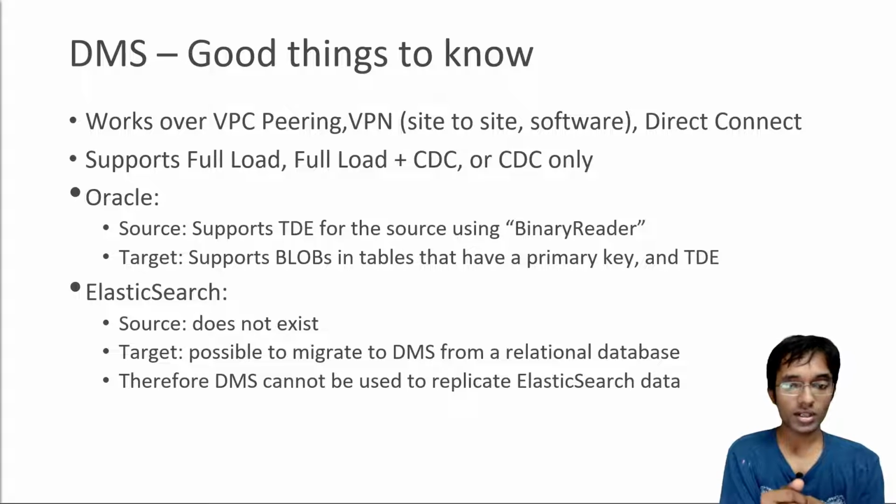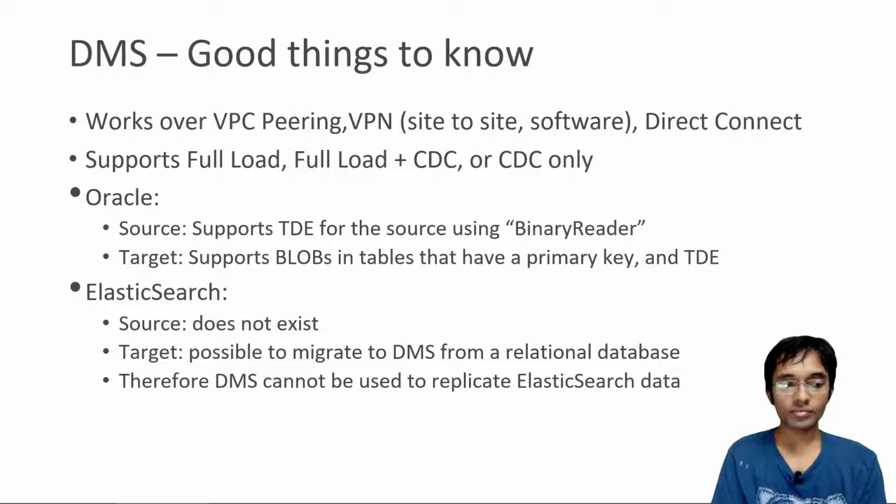Okay, for Elasticsearch, as I said, the source does not exist, and for the target, it is possible to migrate to Elasticsearch with DMS from a relational database. So you can, for example, do MySQL into Elasticsearch with DMS. We cannot use DMS to replicate the Elasticsearch data itself. You cannot do Elasticsearch to Elasticsearch or Elasticsearch to anything else. If you wanted to migrate data out of Elasticsearch, you would need to use some Elasticsearch specific tools to export data, and that data may be put into Amazon S3 and then imported somewhere else.